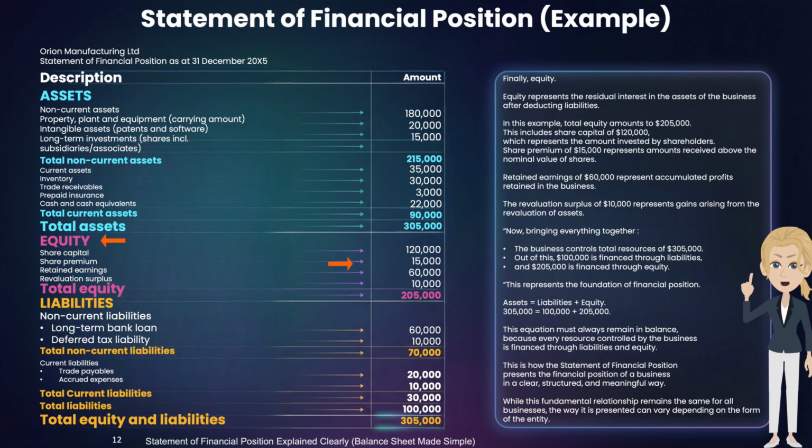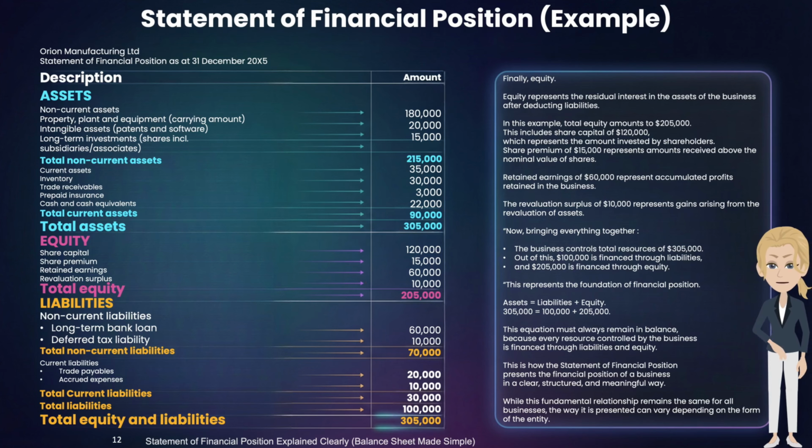Share premium of $15,000 represents amounts received above the nominal value of shares. Retained earnings of $60,000 represent accumulated profits retained in the business. Revaluation surplus of $10,000 represents gains arising from the revaluation of assets.